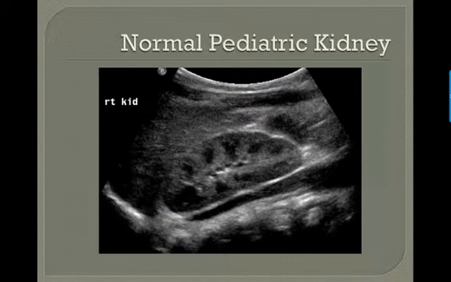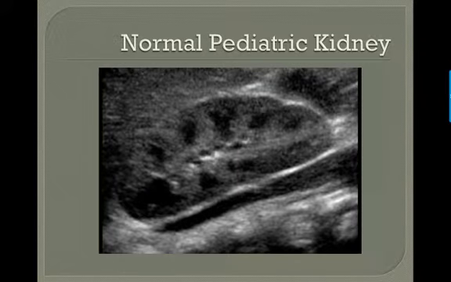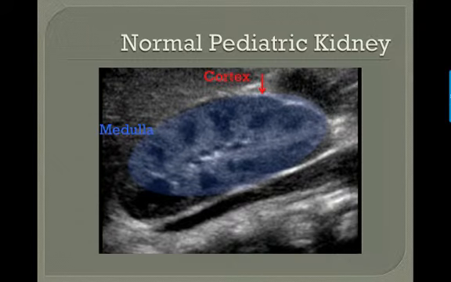Here's a normal pediatric kidney as seen on ultrasound. You can see the cortex, which appears hyperechoic, the medulla, the renal pelvis, which is where you're looking for hydronephrosis, and in pediatric patients, you can see renal pyramids. Renal pyramids are not usually seen in adult patients and should not be confused for hydronephrosis.